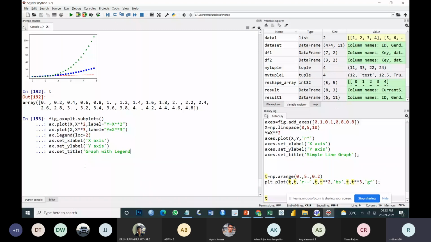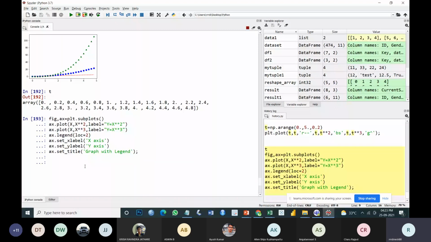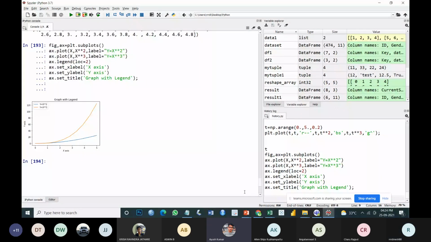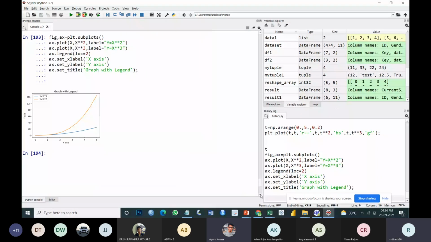So now we'll get the graph with legend. So the graph with legend we have. So we are getting the legend. So what's the significance of the legend? It means some description.